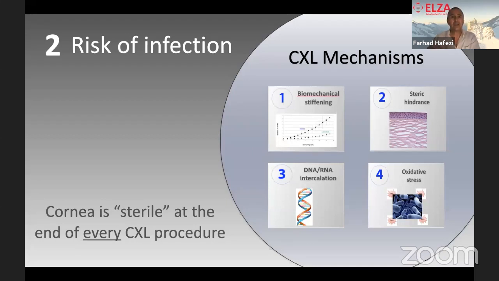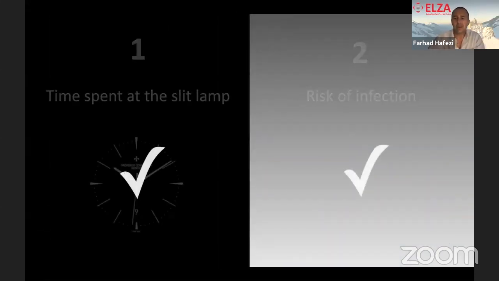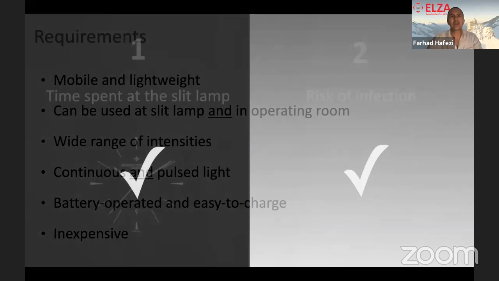So why should I take this infectious cornea into an antiseptic operating theater? It doesn't make sense. Treat him at the slit lamp. So the risk of infection is not really an argument for me. When we realized this, we looked at what we want in such a machine, a slit lamp cross-linking machine.